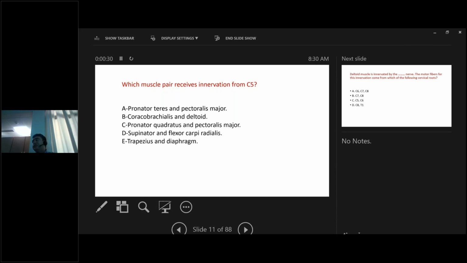Pronator teres. Pronator teres, it's in the forearm. So it's not the deltoid proximal, and maybe the deltoid and coracobrachialis. That's correct. I mean, coracobrachialis and deltoid, these are proximal muscles. These are C5, C6. So, okay.